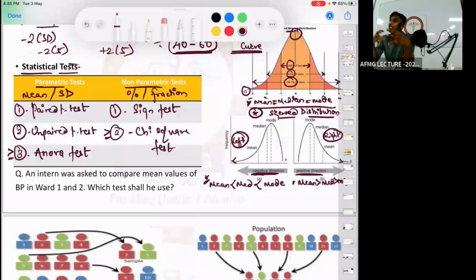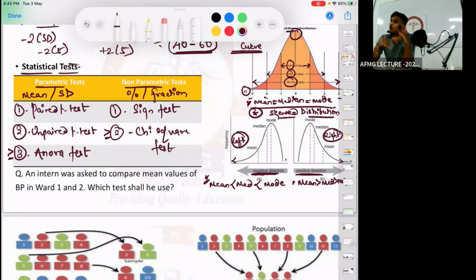Or maybe I will say 2/3 of my patients previously had hypertension, now only 1/3 have hypertension. That is a fraction. So I will either compare percentage or fraction. And how many groups did I compare? A single group. So as I was comparing percentage or fraction, it was a non-parametric test. In a single group, therefore it was a sign test. No issues with this. Next and last example.